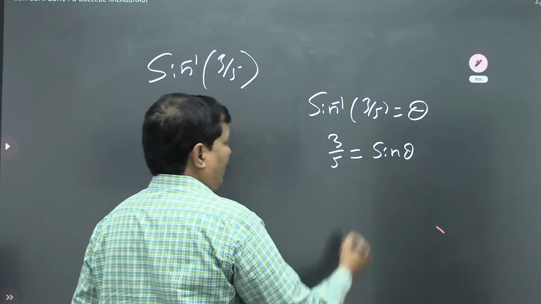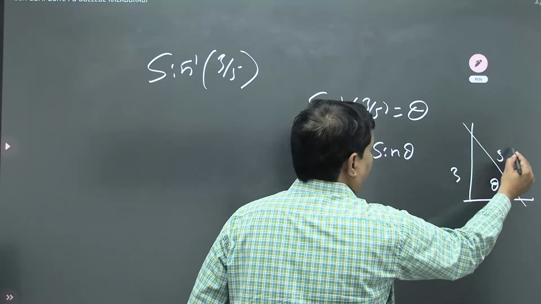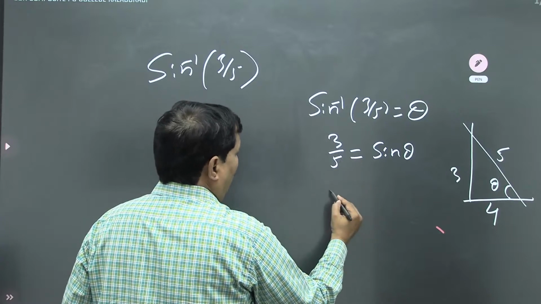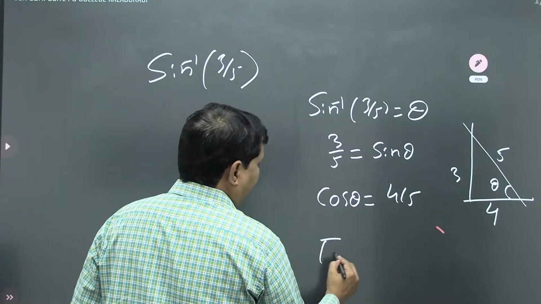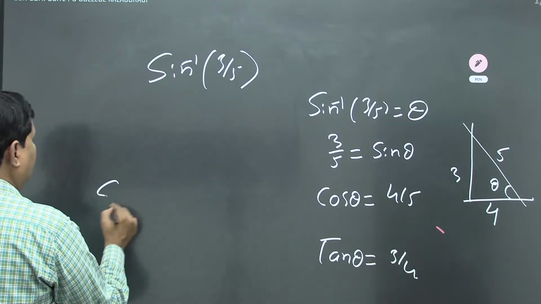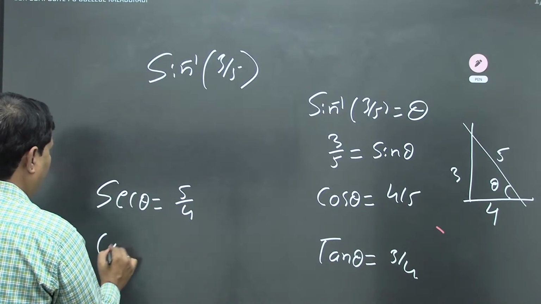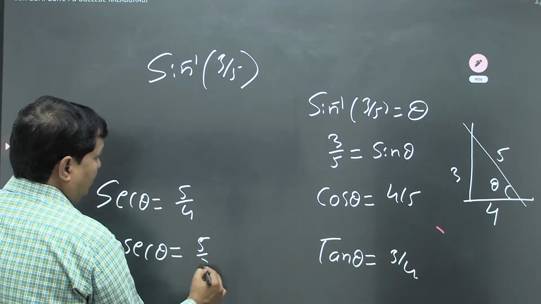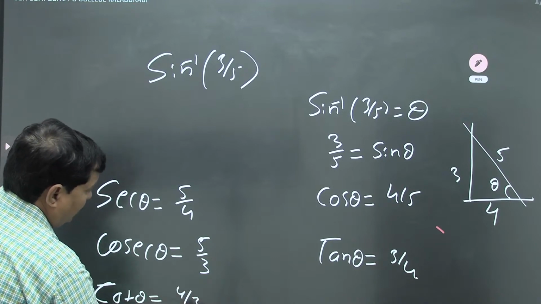3 by 5 equal to sine theta. If sine theta equals 3 by 5, with opposite side 3 and hypotenuse 5, what about the adjacent side? It is 4. If sine theta equals 3 by 5, what about cos theta? Cos theta equals 4 by 5. Tan theta equals 3 by 4. Secant theta equals 5 by 4. Cosec theta equals 5 by 3. Cot theta equals 4 by 3.